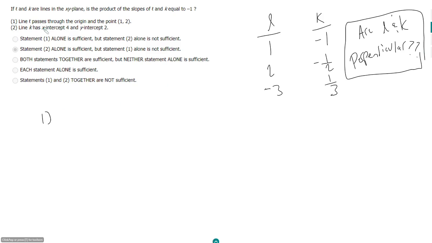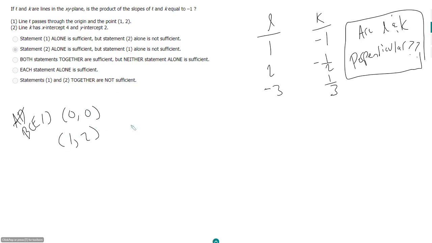Statement 1 says line L passes through the origin and the point (1, 2). And so we don't know anything about K here, so certainly this is not going to be sufficient. Let's find out what it's telling us about L, though. So it's telling me L passes through, so this is actually giving me 2 points, right? Because the origin is (0, 0) and (1, 2).